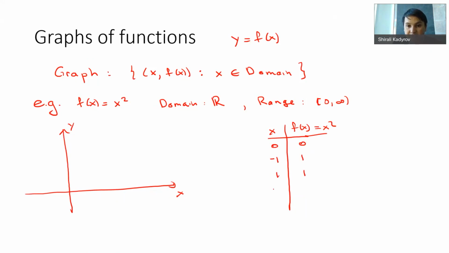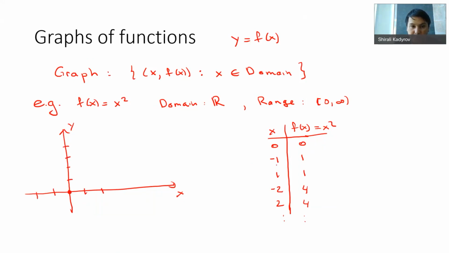If I let x here be, let's say, minus 2, I get minus 2 squared is 4. If I let x be 2, then it's 4, etc., right? So let's plot these 5 points. So zero is right here. Let's do like 1, 2, 3, 4, minus 1, minus 2.